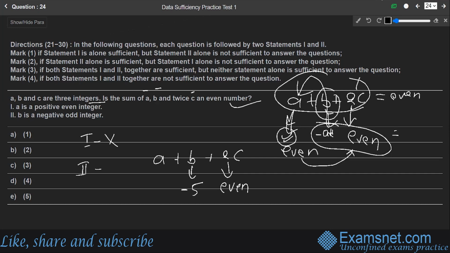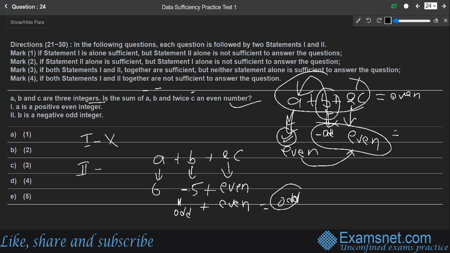It can be anything. Okay. Plus A is a positive even integer. Let's take any positive integer as 6. Now, if we add this, 6 minus 5 will be 1. That is odd. And odd plus even will always be odd. So clearly the answer is coming.